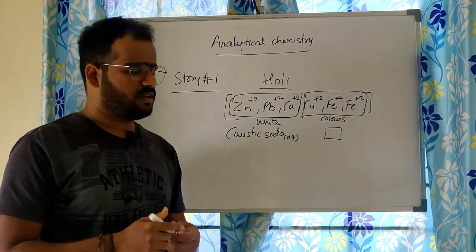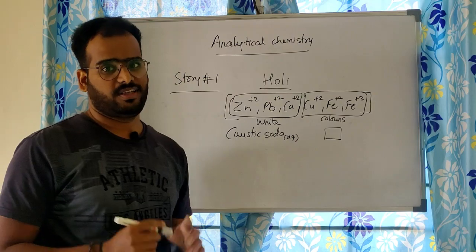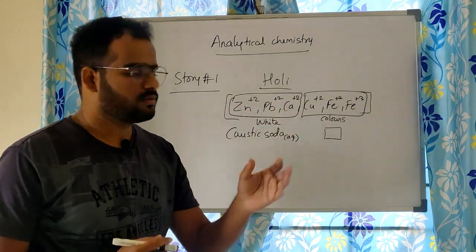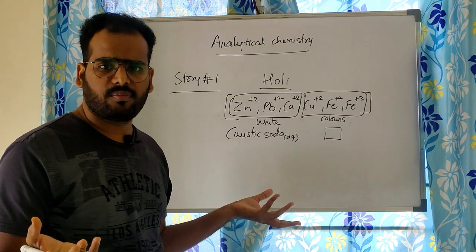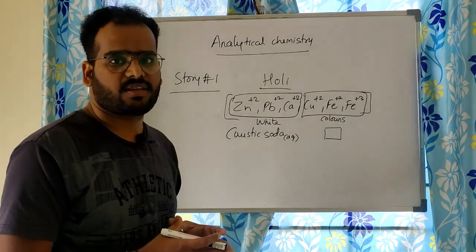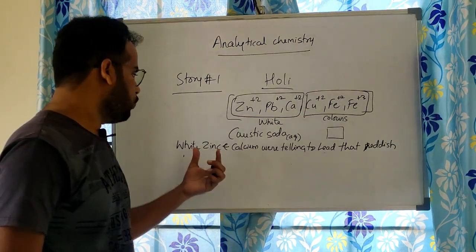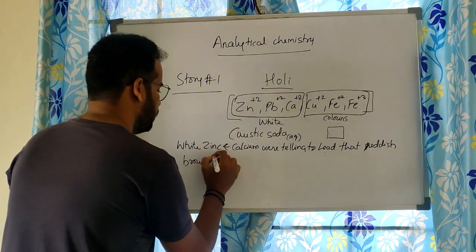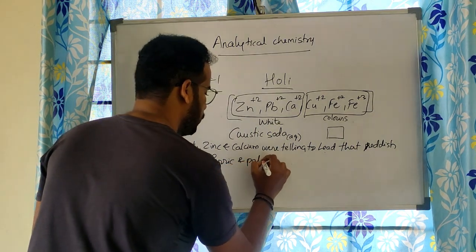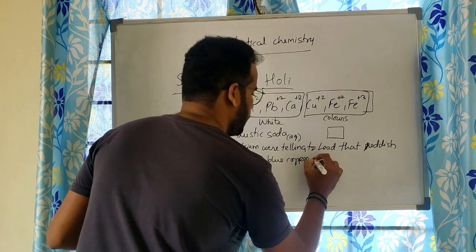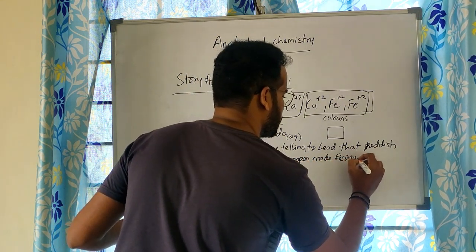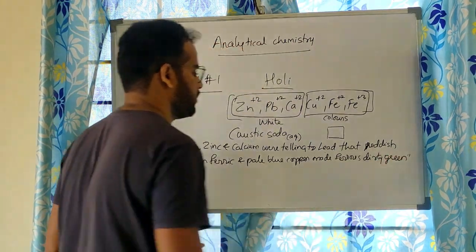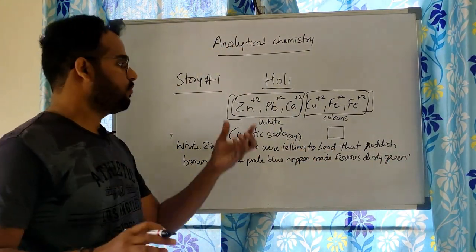So now the chemist was colorblind, but he was able to see only white but not other colors. So then he made an idea. He started listening to what they are talking. Since the ions were also blind, again my story, my rule, they didn't know that somebody is listening to what they were talking. Okay, white zinc and calcium were telling lead that reddish brown ferric and pale blue copper made ferrous dirty green. So this was the conversation happening between zinc, calcium and lead, who were white.